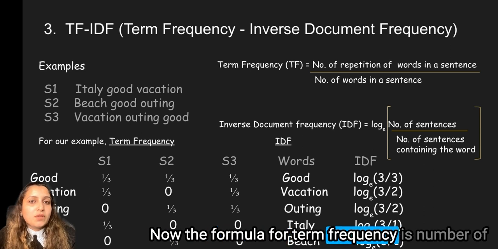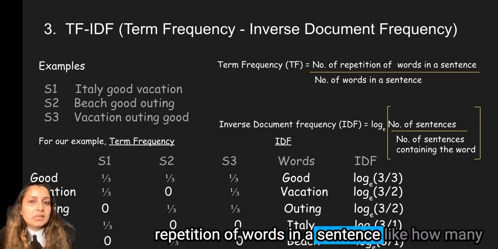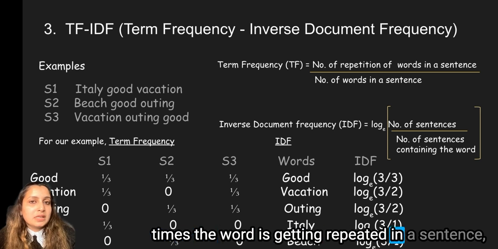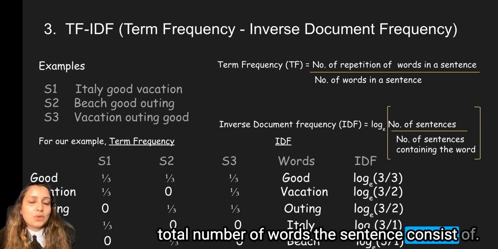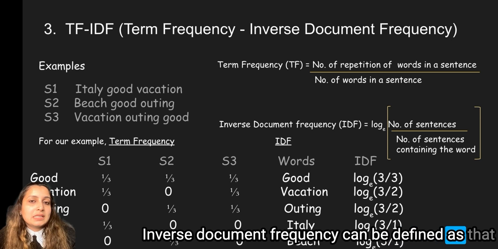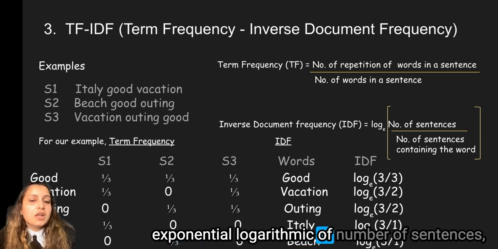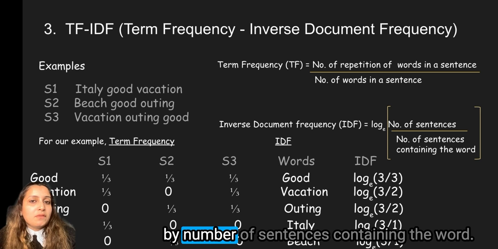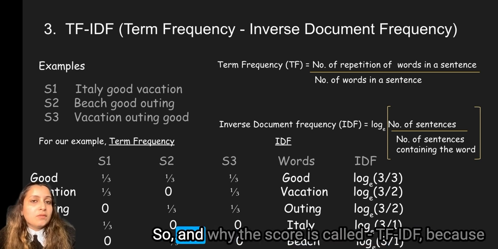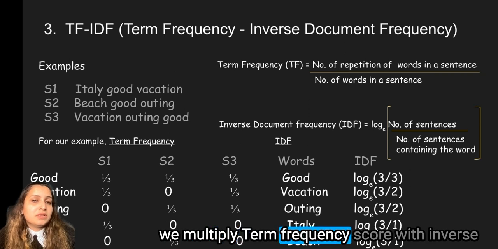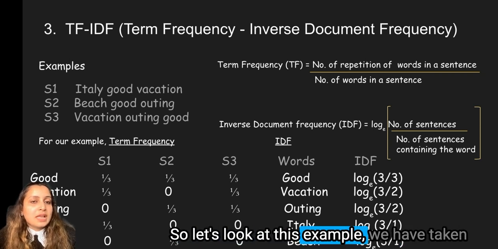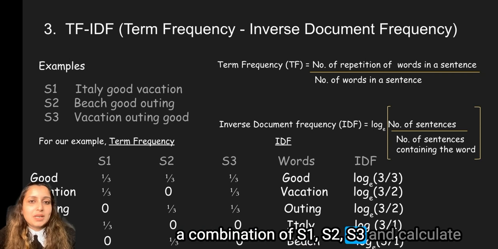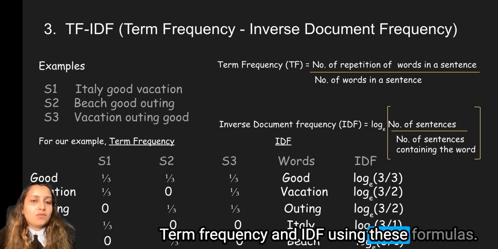Now the formula for term frequency is the number of repetitions of a word in a sentence, like how many times the word is repeated in a sentence, divided by the number of words in the sentence, like the total number of words the sentence consists of. Inverse document frequency can be defined as the exponential logarithm of the number of sentences divided by the number of sentences containing the word. And this score is called TF-IDF because we multiply the term frequency score with the inverse document frequency score to get the overall score. So let's look at this example. We have taken a combination of S1, S2, S3 and calculate term frequency and IDF using these formulas.